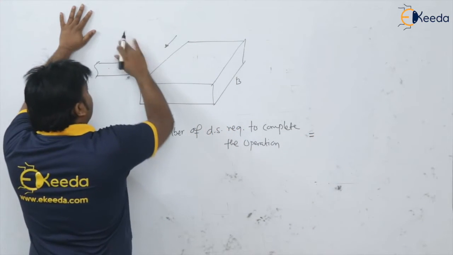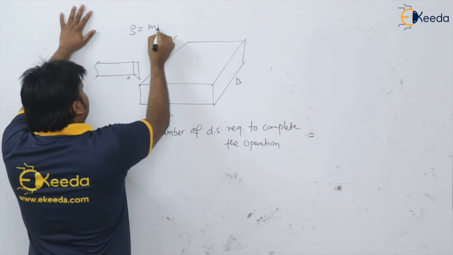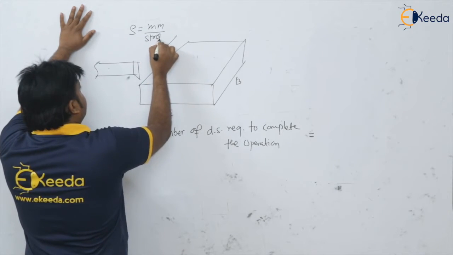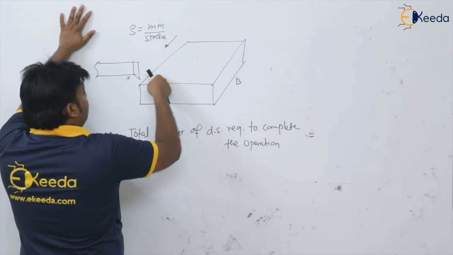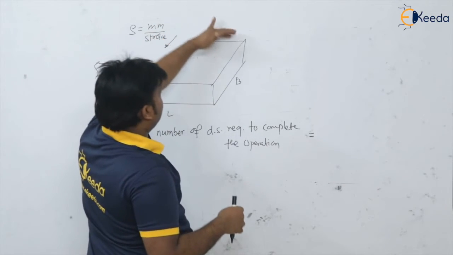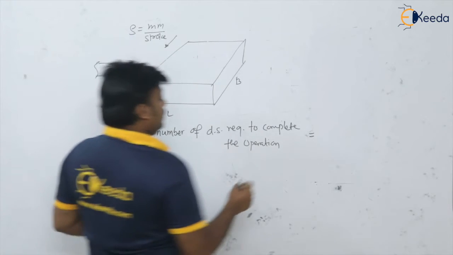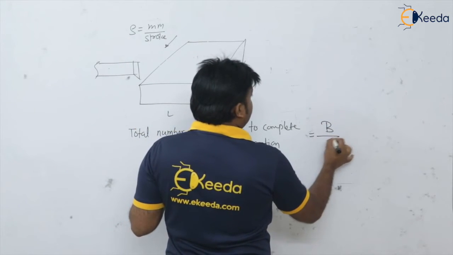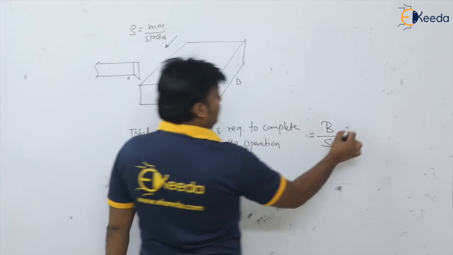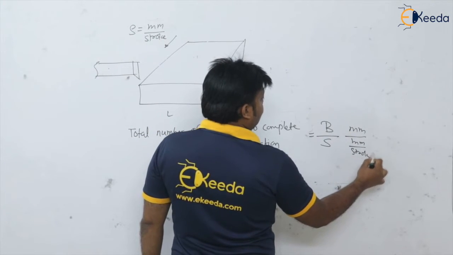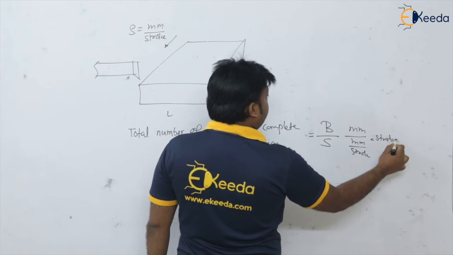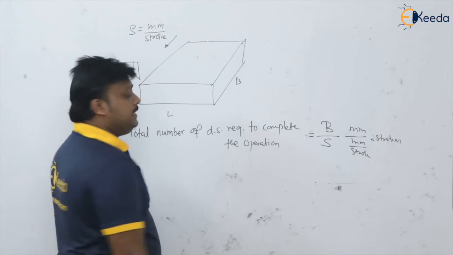And here feed is what? S is the feed in millimeter per stroke. For every stroke, how much feed is given to the workpiece, so that the entire width of the workpiece gets completed, isn't it? So this is nothing but B divided by S. So this will be in millimeter divided by mm per stroke. So you will get the strokes required to do this operation, isn't it?